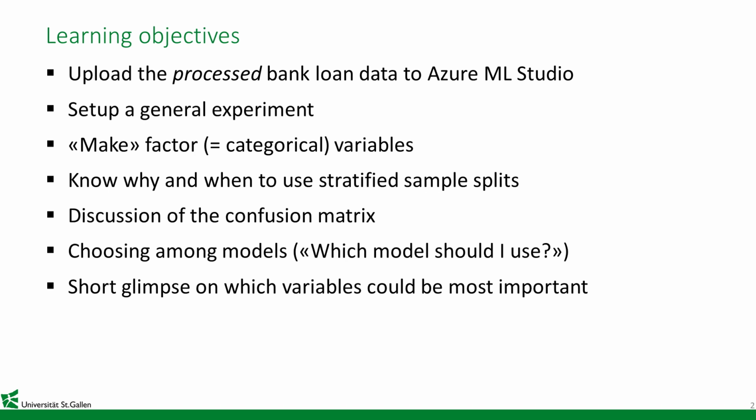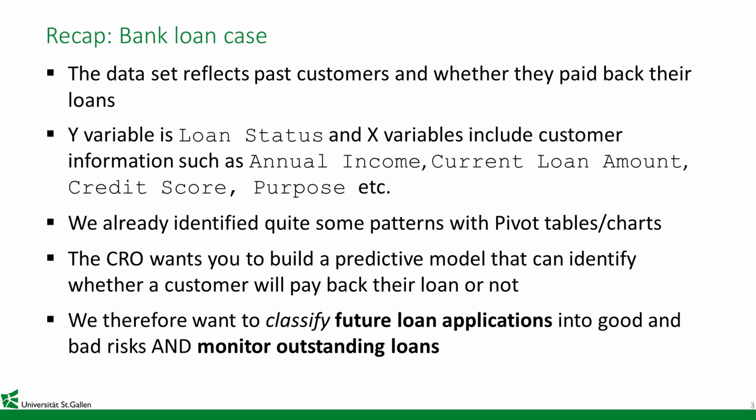We will also have to tell Azure that we have categorical variables. We will have to use a separate module to do this. We will also briefly discuss stratified sampling and take a closer look this time at the confusion matrix. A big part will also be choosing among different kinds of models. So what kind of algorithm should I choose at the end? Which algorithm should I start with? What are the differences to different kinds of algorithms, and are there any best practices? At the end of the video, we will also investigate using an Azure module what variables could be the most important in our dataset.